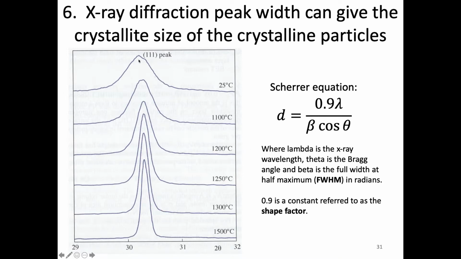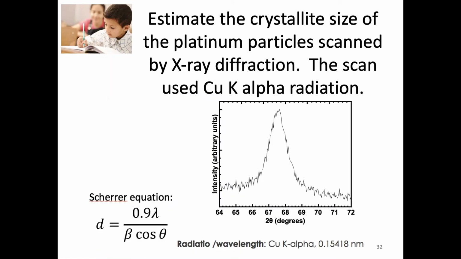So if all of these have the same Bragg angle, the same wavelength, and the same constant here, then the only difference in determining the crystallite size, D, is going to be the width. And so that's what we would have to use to calculate this. Okay, so let's run through an example of this.